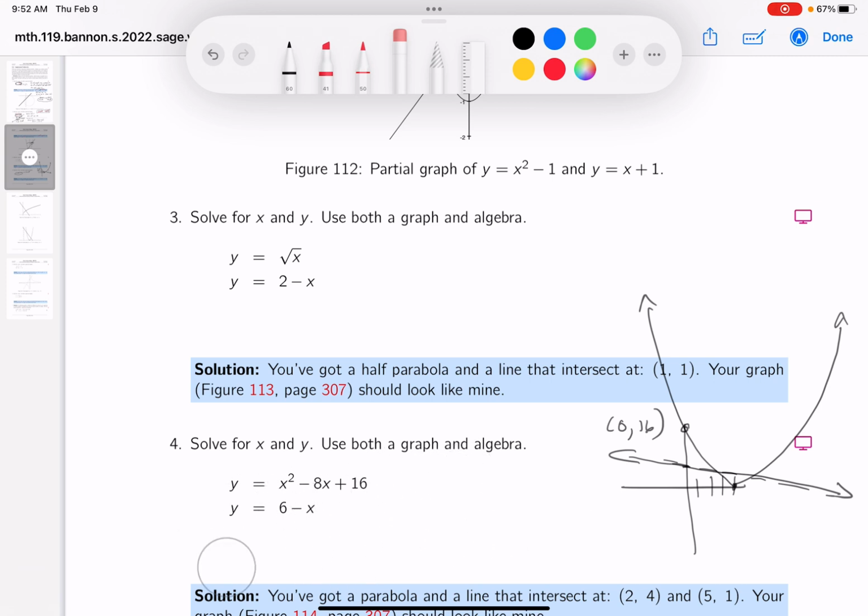What I want to do is make a substitution, right? I'll write this down for you. The substitution is going to be y equals 6 minus x. Let's write this down. So we get 6 minus x equals x squared minus 8x plus 16. I would get x squared minus 7x, I'm adding x to both sides, and I'm going to subtract away 6, so you get plus 10. This is equal to 0.